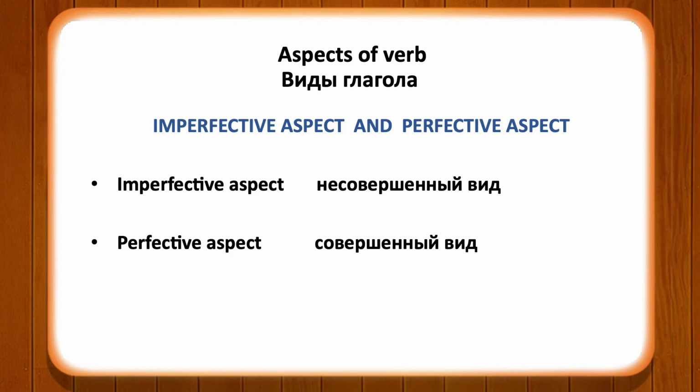Imperfective aspect in Russian is called nesavershenny vid. I'll repeat, imperfective aspect is called nesavershenny vid in Russian. Perfective aspect in Russian is called savershenny vid. I'll repeat, perfective aspect in Russian is called savershenny vid.